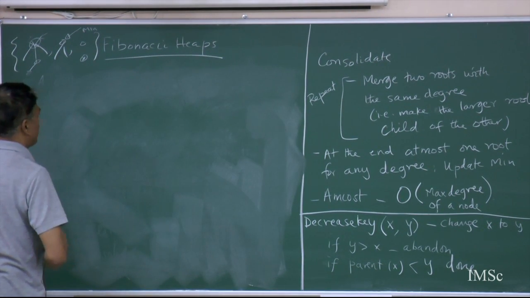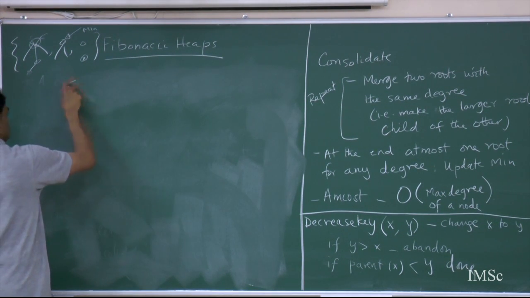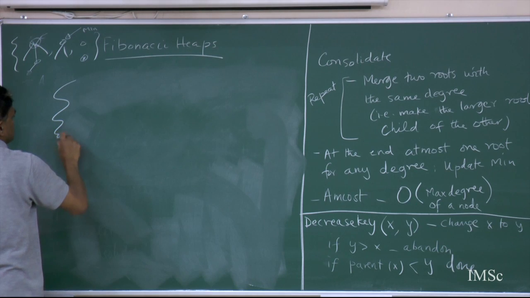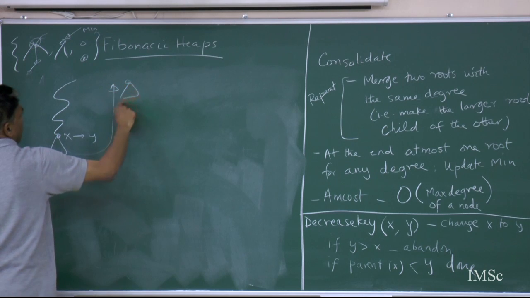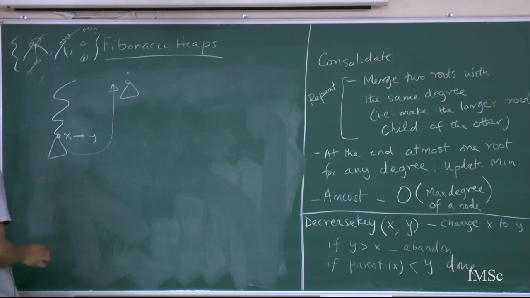So what happened is, here is my tree, and here is this node which got changed to y, and this is being cut, and I created a new node here, a new subtree with a charge there. Now I look at the parent of this node. I want to make sure that nobody loses more than one child. So we bring in this notion of mark.